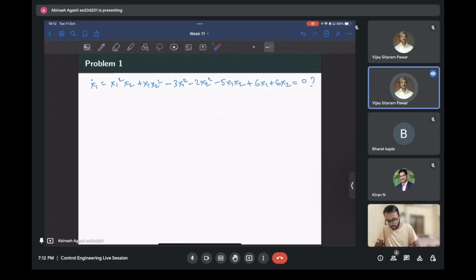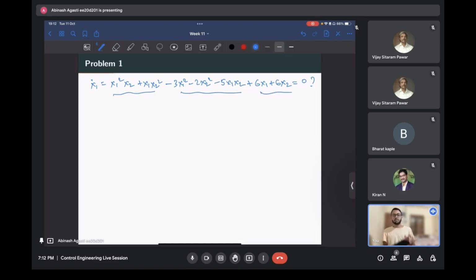Which two parts should we take? Okay, second order terms are these things. These are third order terms. What about these? Okay, let's try that. Let's say x2. No, I don't understand. These are the second order terms, these are the first order terms, these are the third order terms. What are you suggesting me to do?